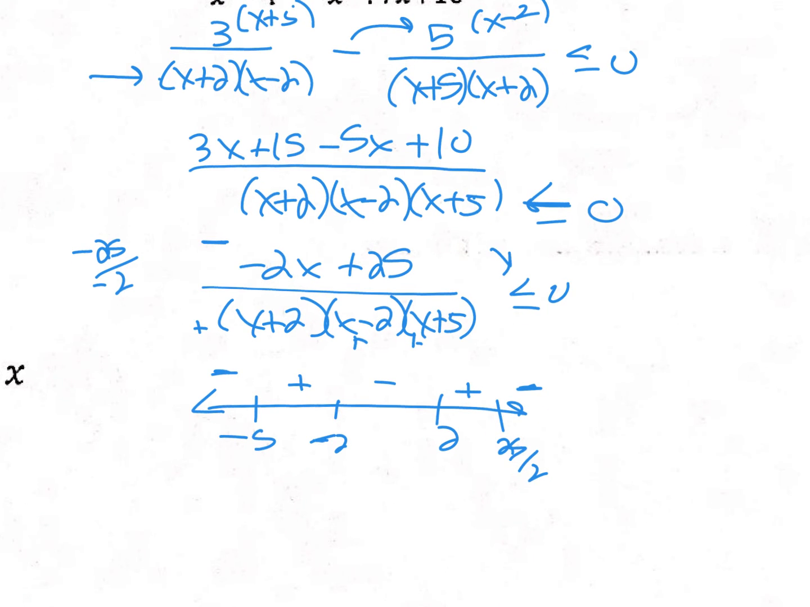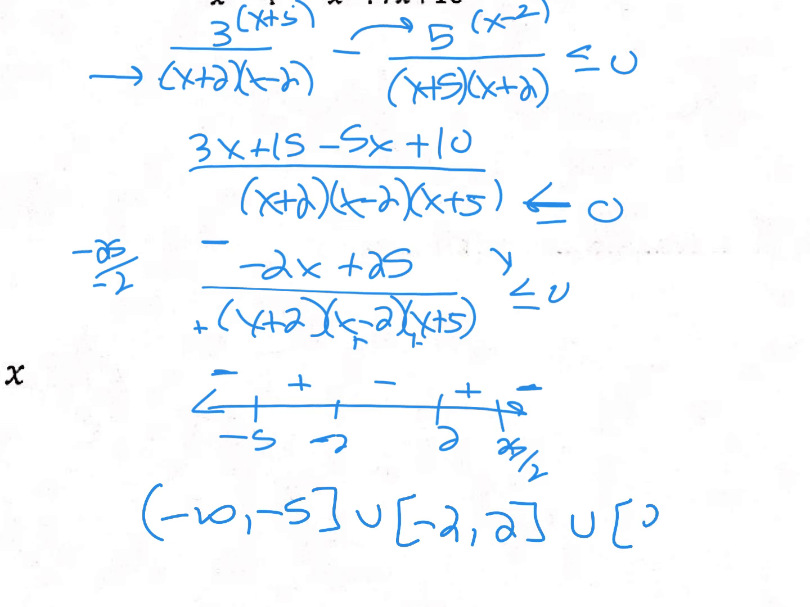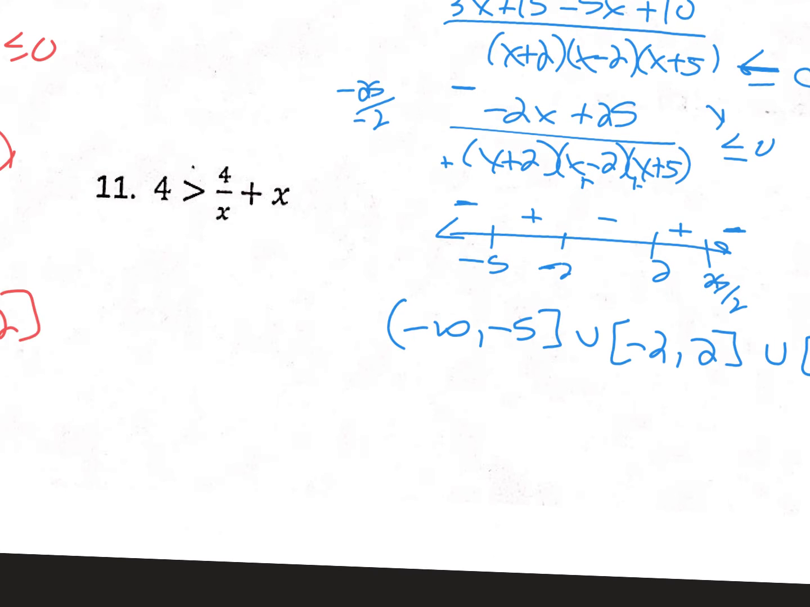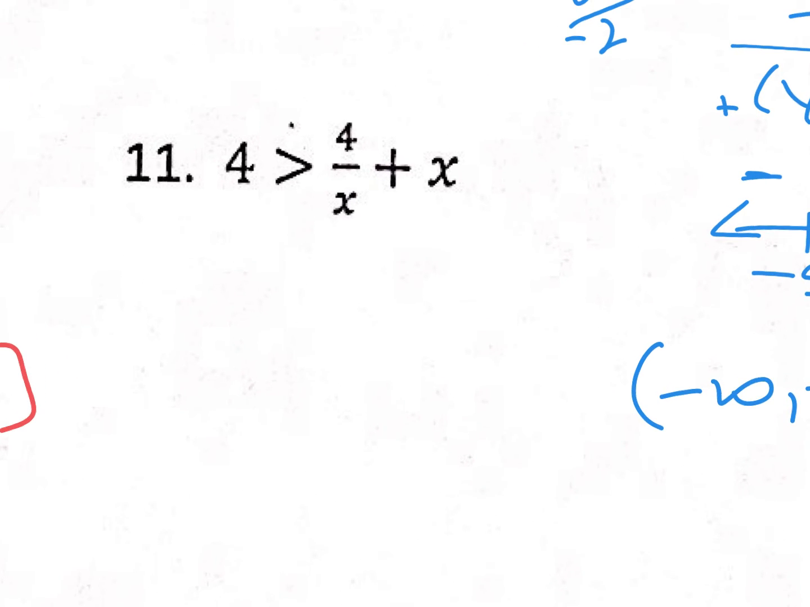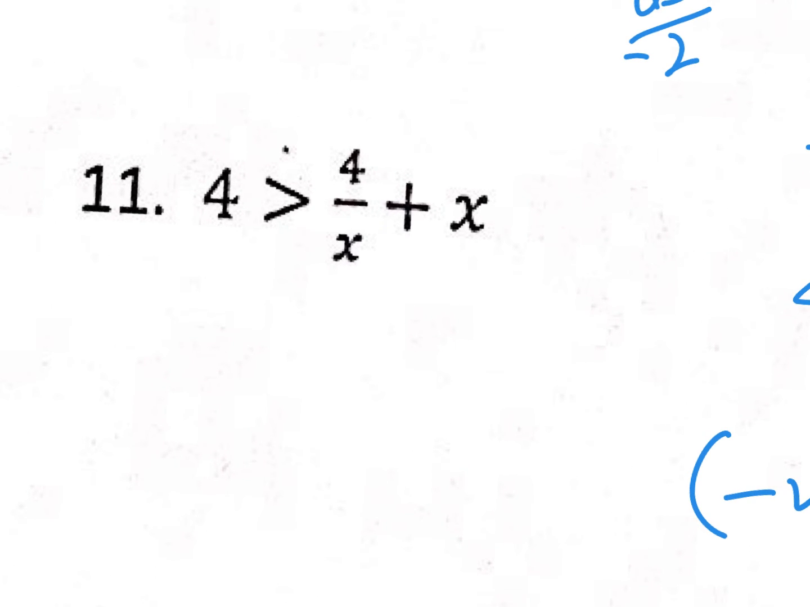So I'm going to make a little room here. It's negative from negative infinity to -5 with the bracket. It's also negative from -2 to positive 2 with brackets. It's also negative with a bracket from 25 halves to forever. Pretty good problem right there. All right, let's keep going. What's next? The last one on the front.